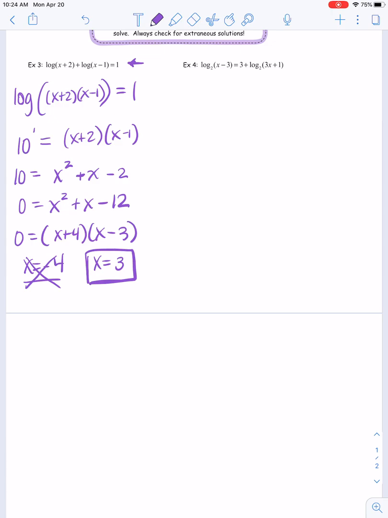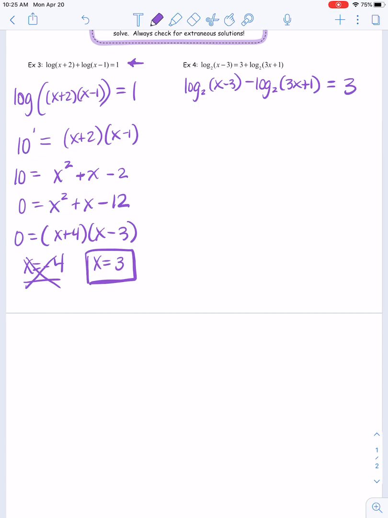Okay, so let's try this one more time. In example 4, we have log base 2 of x minus 3 equals 3 plus log base 2 of 3x plus 1. Well, good news that I see is that both of my logs have the same base. They both have a base of 2. So what I need to do is I need to get my x's on one side and everything else on the other side. So I need to subtract that log base 2 of 3x plus 1 to the left-hand side. So that's going to give me log base 2 of x minus 3 minus log base 2 of 3x plus 1 is equal to 3.